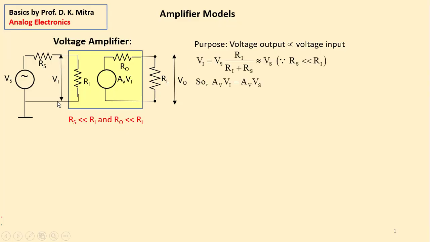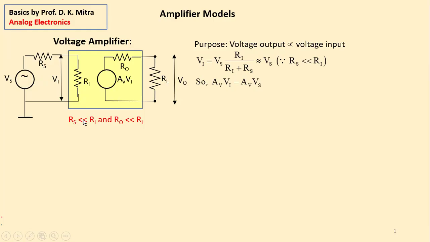the Vi, what is the value of Vi? You can calculate: Vi is this voltage VS divided by RS plus RI, multiplied by RI. I think you have no problem understanding this, because VS divided by RS plus RI makes the current in this line, and that current multiplied by RI is the voltage here, Vi, right?